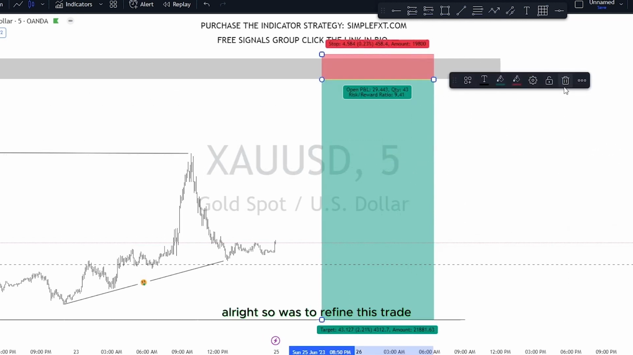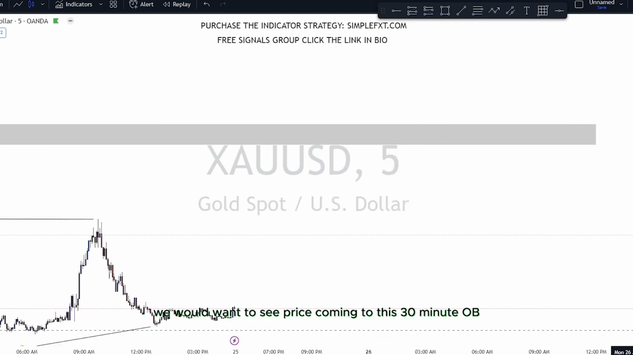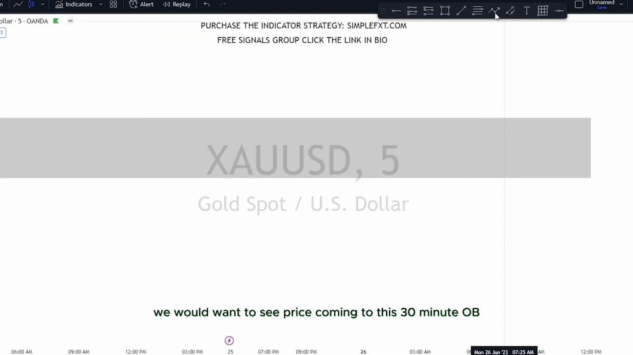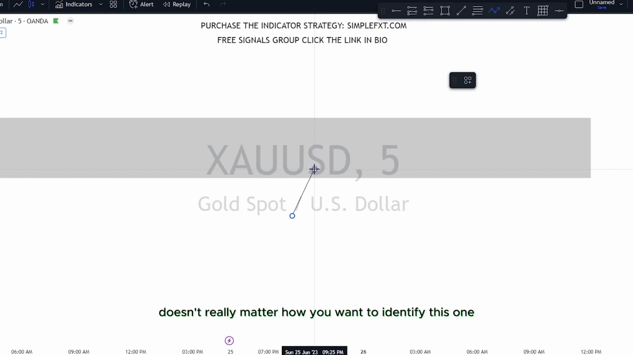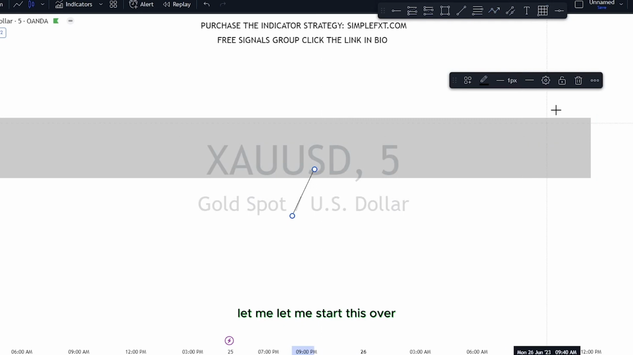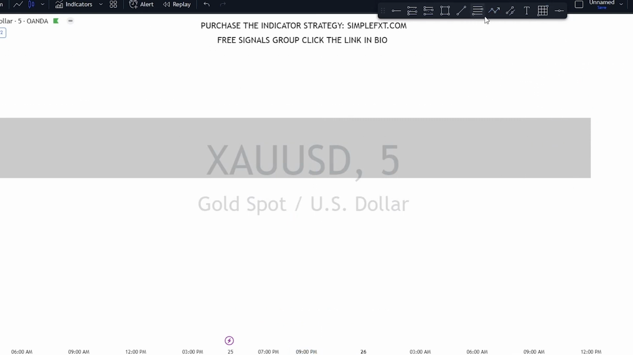So for us to refine this trade, we would want to see price come into this 30-minute OB. I said before, any one of the OBs, it could be the 30-minute, it could be the 4-hour, any one of the order blocks. But what you want to see is price coming in, or even just tapping, doesn't really matter, because you want to identify this one I'm going to show you right now. So you know what, let me start this over. Let me do it like this.